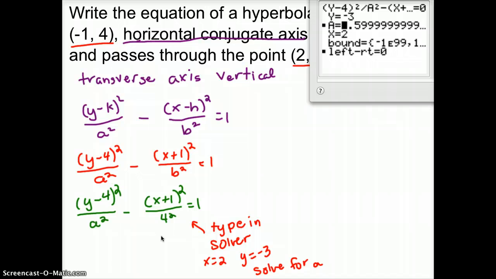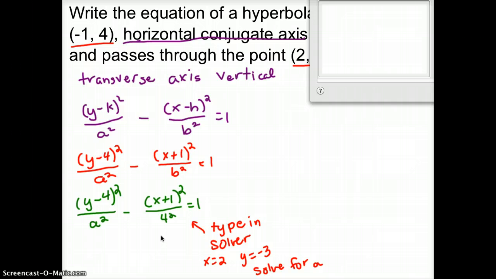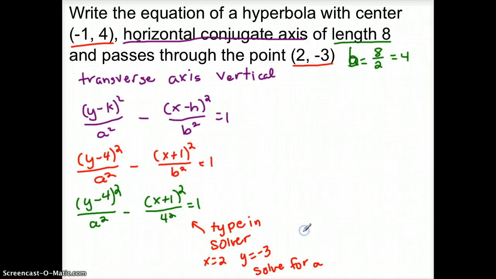So I'm going to come back to my main screen. I actually really want to know what a squared is, so I can press alpha a and then tell it to convert to a fraction, and remember that's in the math menu, the very first thing. So after I solve for a, I get a equals 28/5. Now I'm ready to put that in here for this a.